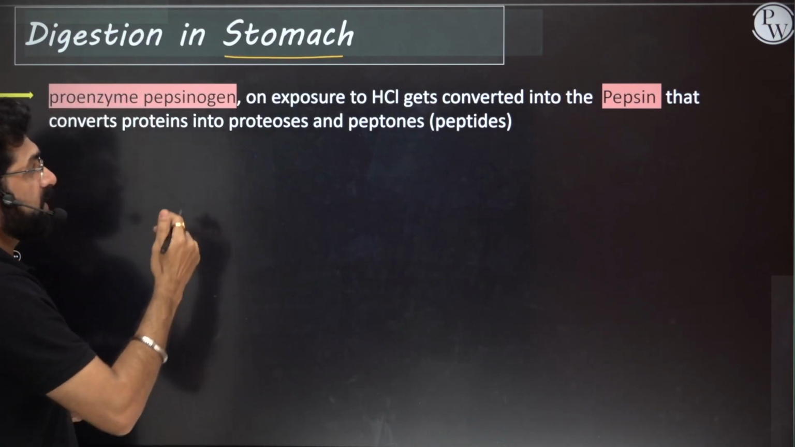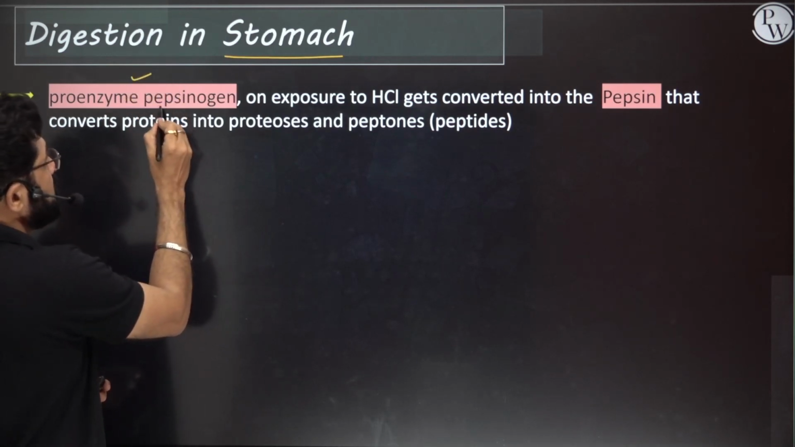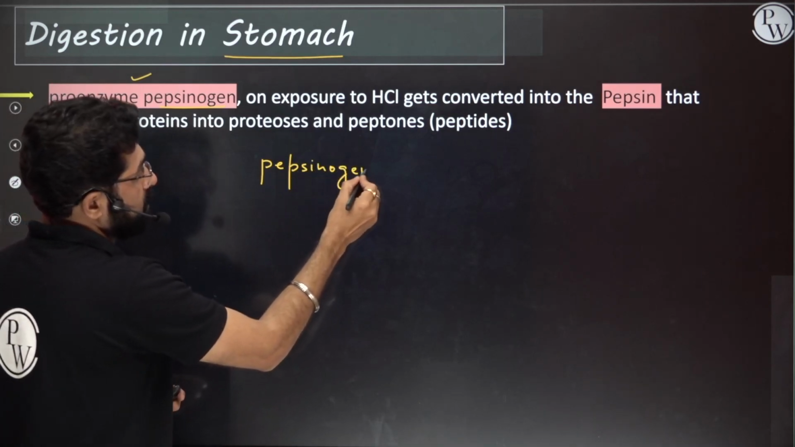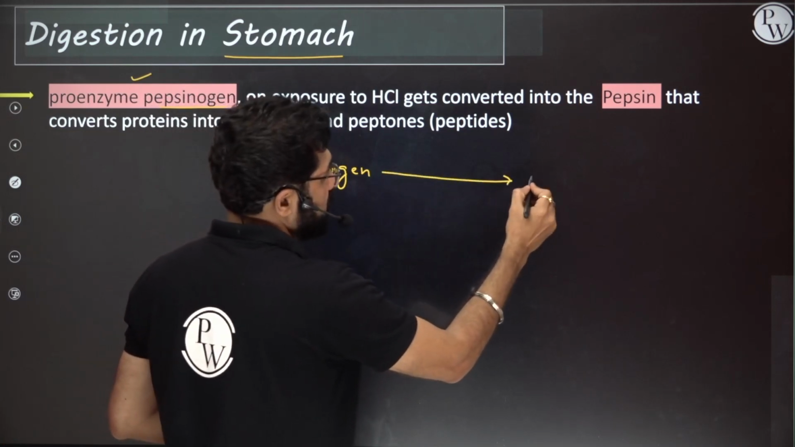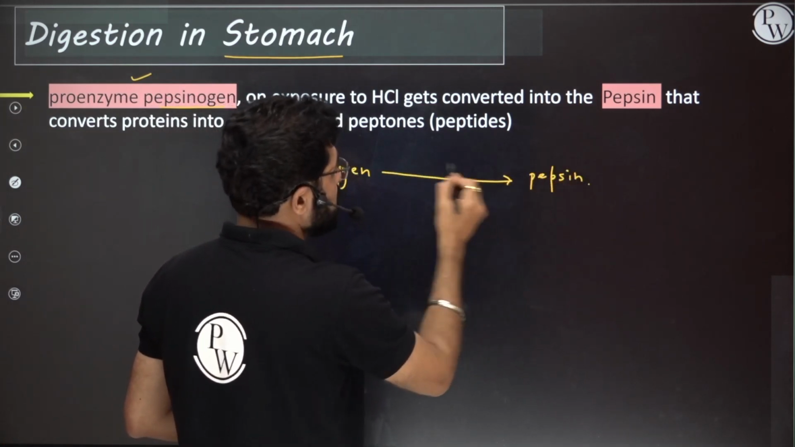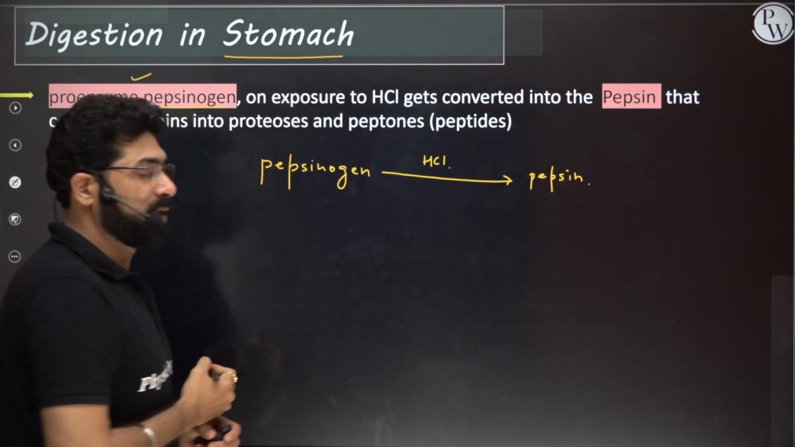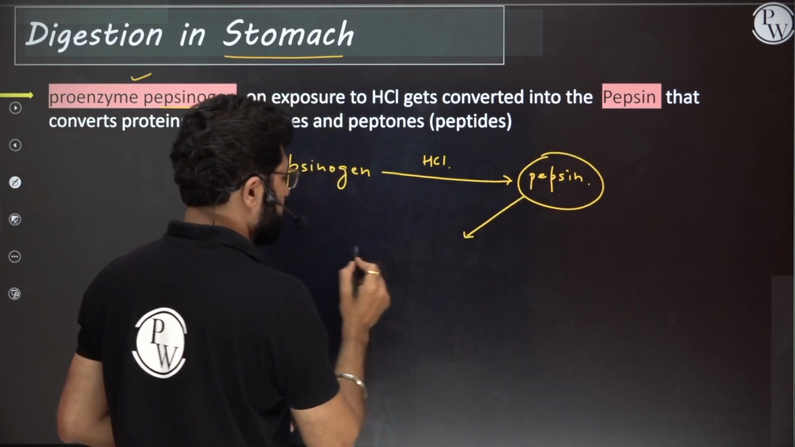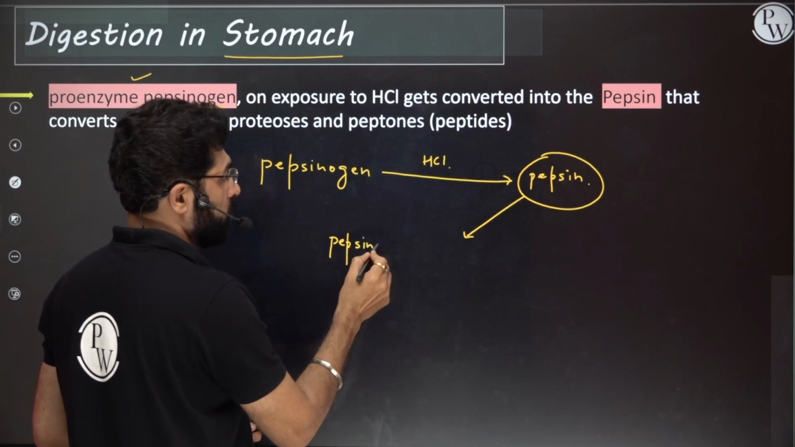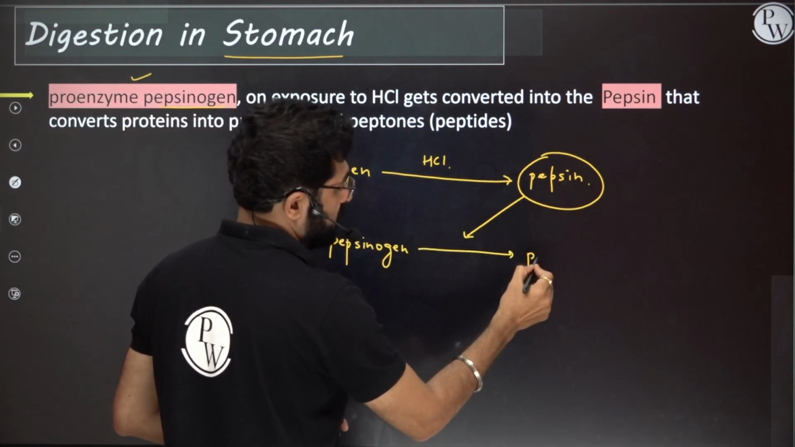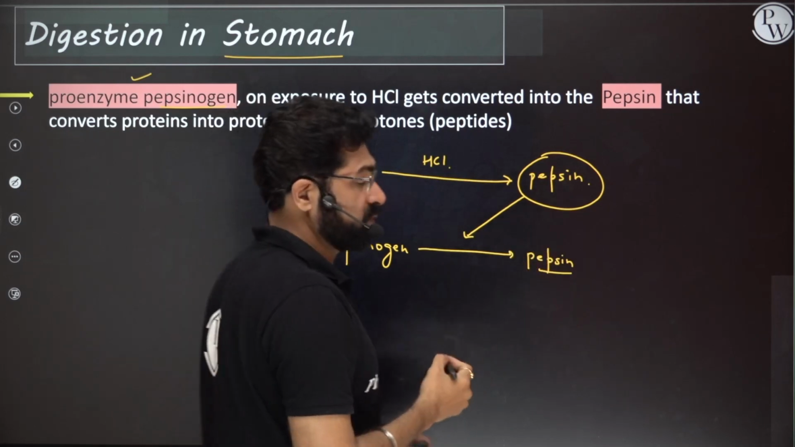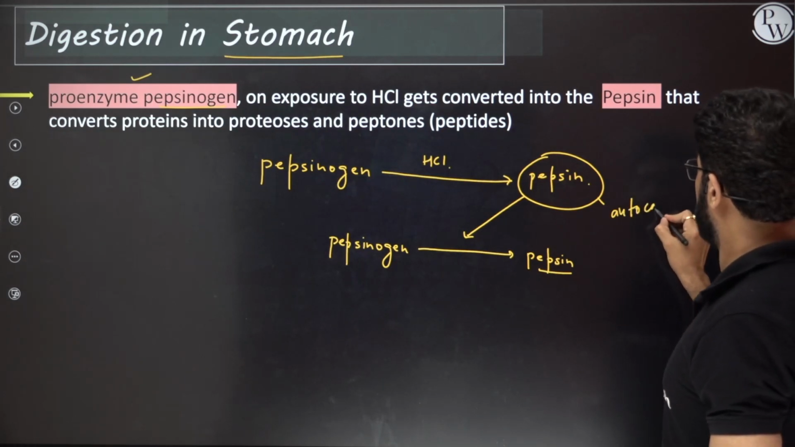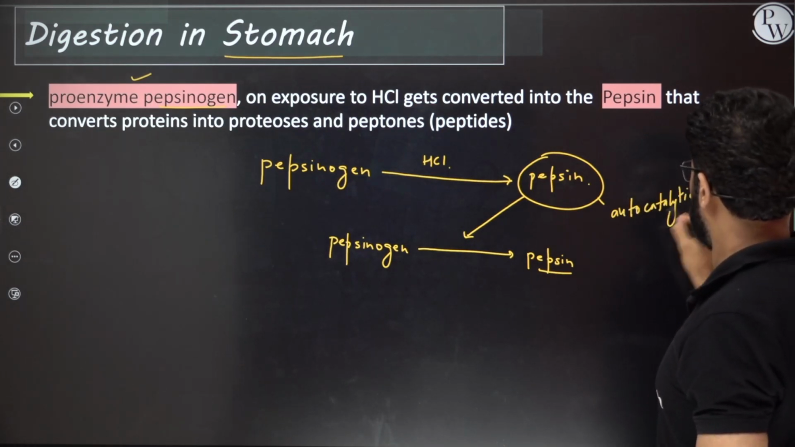but afterwards they will get disintegrated. And now the proenzyme pepsinogen, which is released by the peptic or the chief cells, converts into the active form, that is pepsin. And once it is converted in the presence of HCl, this pepsin can now convert the pepsinogen into the active pepsin. So that is why pepsin is called an autocatalytic enzyme. Due to this reason, it is called an autocatalytic enzyme.